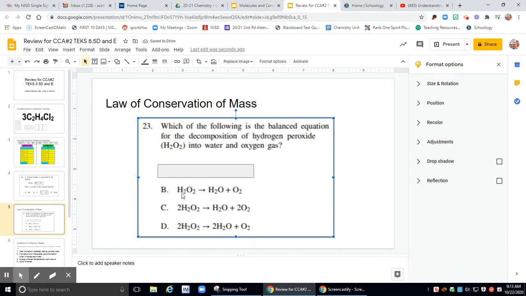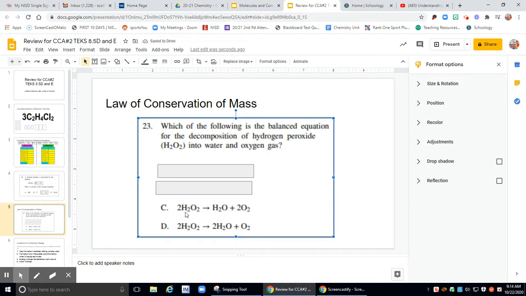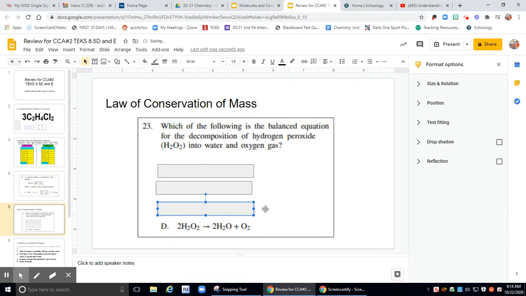All right, so now we need to make sure which one is balanced. This is water, oxygen, water, oxygen, water, oxygen. So now we have to figure out whether or not it's balanced. Here I have 2 hydrogen, 2 hydrogen, 2 oxygen, and 3 oxygen. So it can't be B. Here I have 4 hydrogen, 2 times 2. I have 2 hydrogen here. So this also cannot be the answer because they have to be the same.